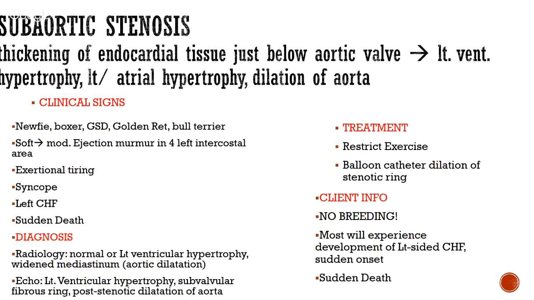Diagnosis: x-rays, again, don't show us a whole lot, but we may see some widening of the mediastinum. That is the word that describes the space between the lungs in which the heart, the trachea, major vessels, nerves, and lymph nodes lie. So we may see a widening of that area. We may see an increase of the left ventricle, but it can also look normal. An echocardiogram, again, is where you're going to see the actual picture of what's going on.